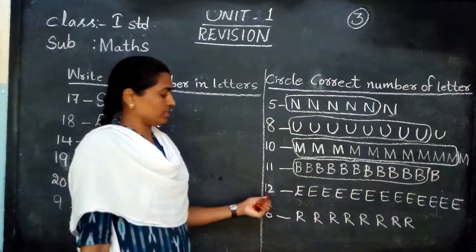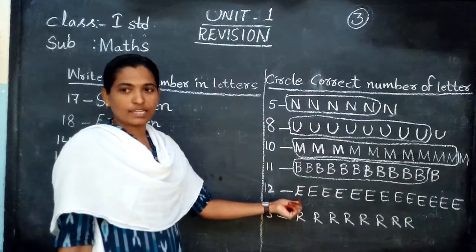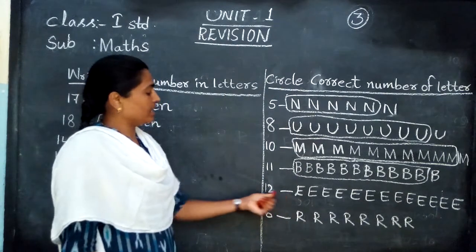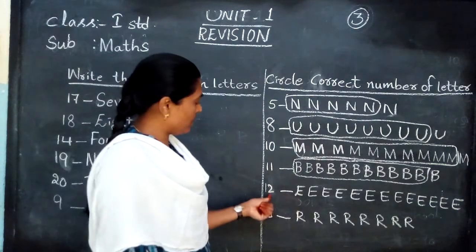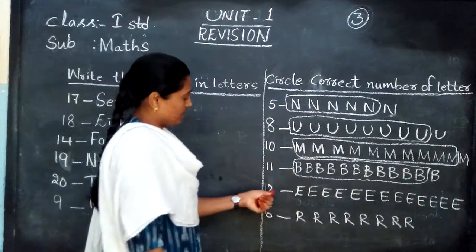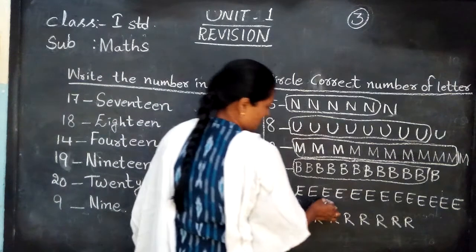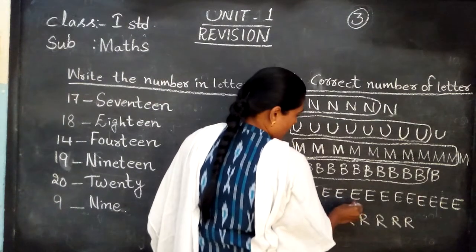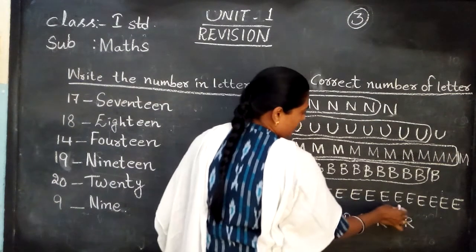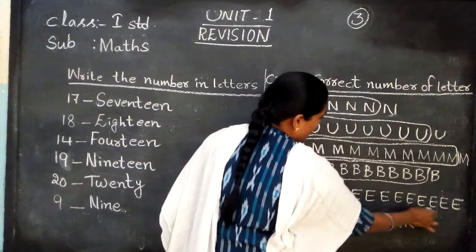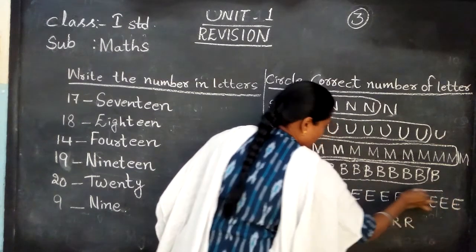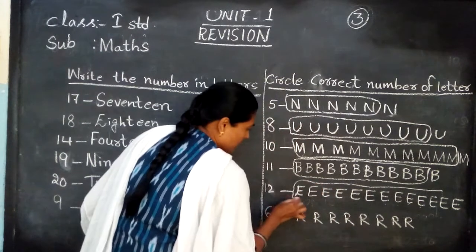Next, 12. What is this letter? E. How many letters do you have to circle? E letters, 12, you have to circle. Let us count: 1, 2, 3, 4, 5, 6, 7, 8, 9, 10, 11, 12. 12 letters we have to circle.